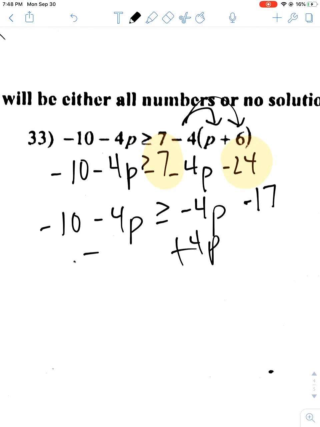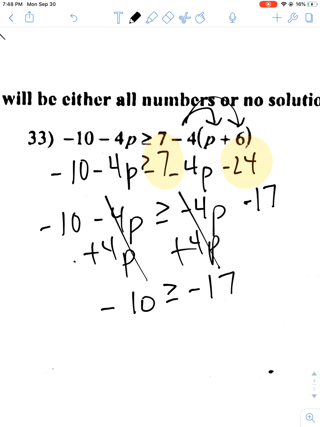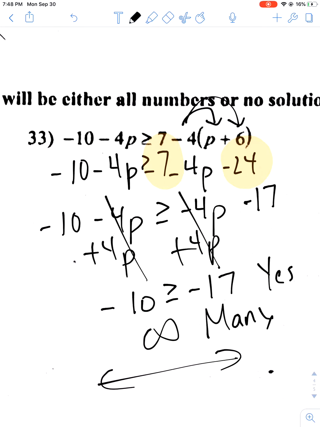Move your variables, but they cancel. And now I have negative 10 is greater than or equal to negative 17. Is that true? Is negative 10 bigger than negative 17? Yes. So this is an infinitely many. And the graph for an infinitely many is just 0, closed circle with arrows pointing both ways.